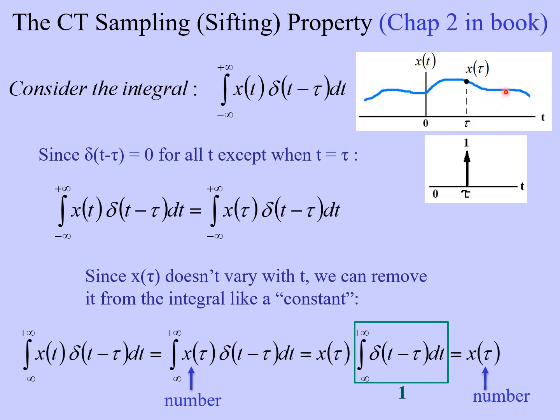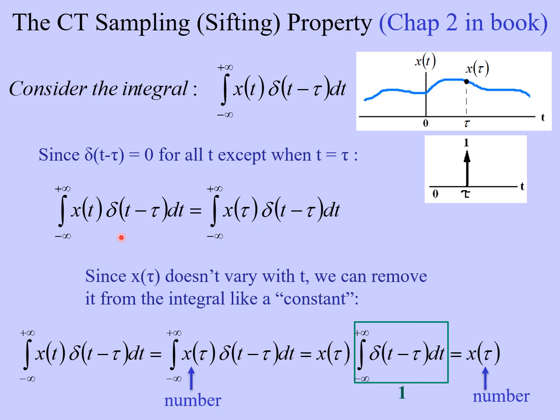So, and the same goes over here. All of these values of x of t are going to be multiplied by 0 down here. So the only value that comes back with any non-zero value is when it's right here at tau seconds, because that's where the delta function is. So what happens here is the delta function sitting at tau seconds forces x of t to return the value x at tau, which would be this value right here, the little black dot shown right there.